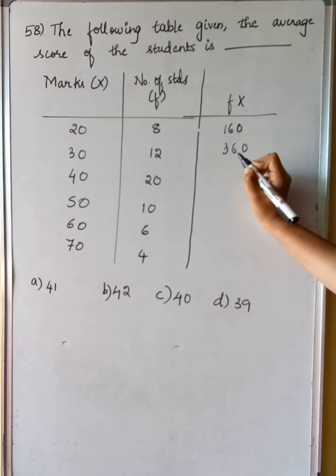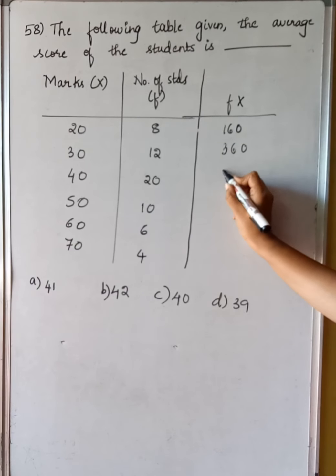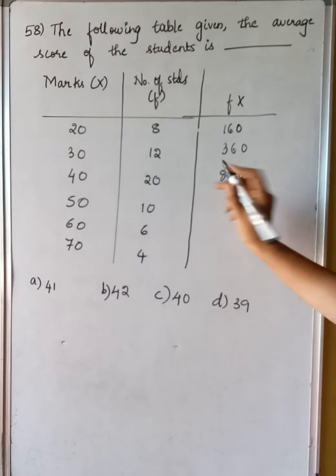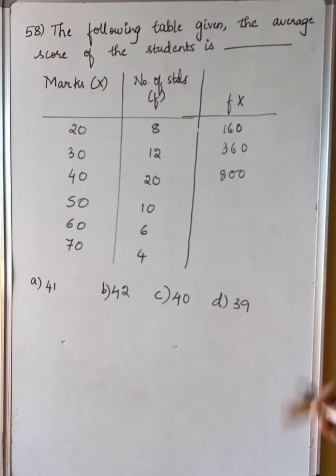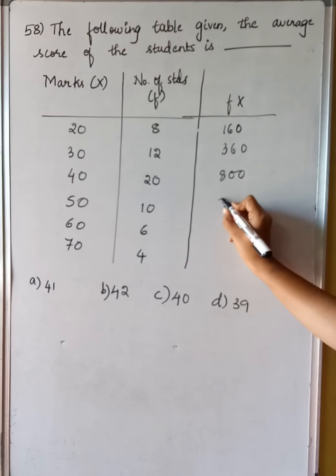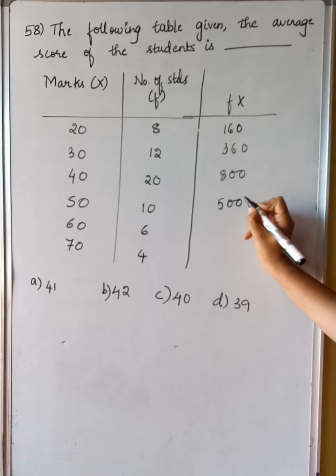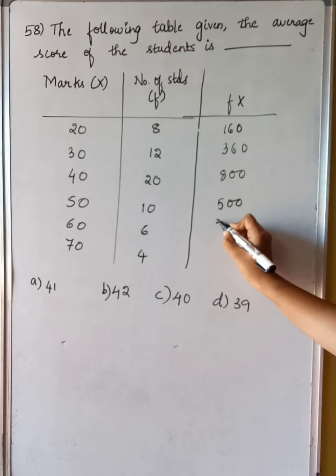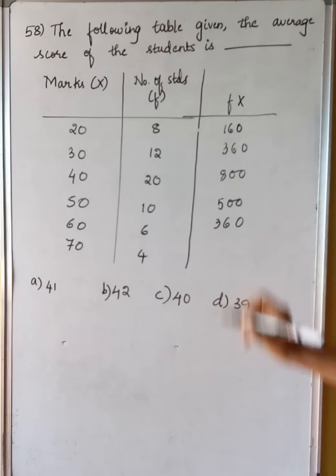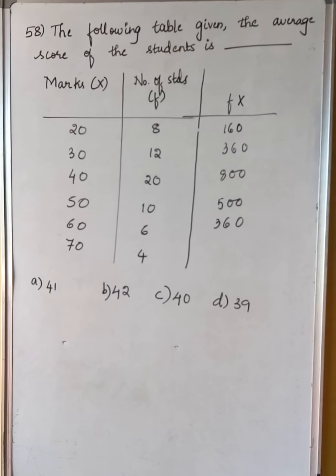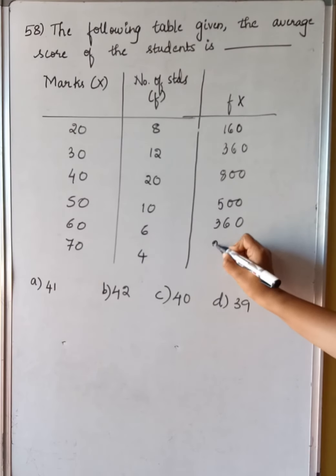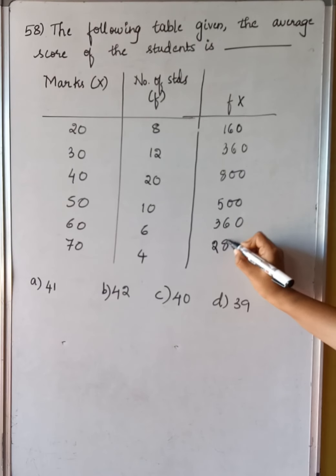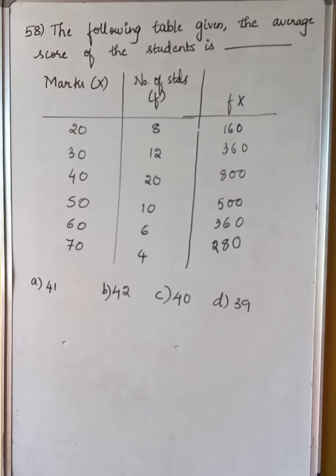Next, 40 into 20, which is nothing but 800. I'm just multiplying the terms and writing. Next, 50 into 10 is nothing but 500. Is it clear? Next, 60 into 6 is nothing but 360. Okay. Next, 70 into 4 is nothing but 280.